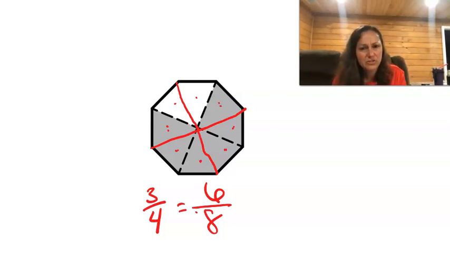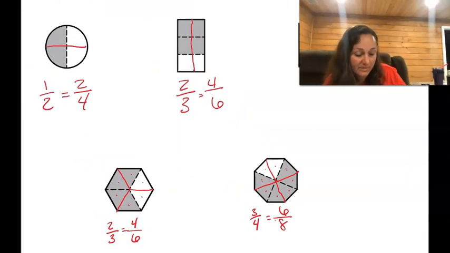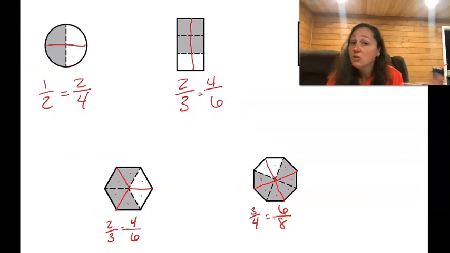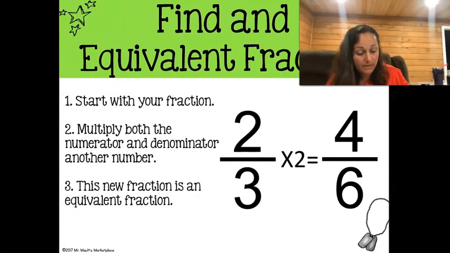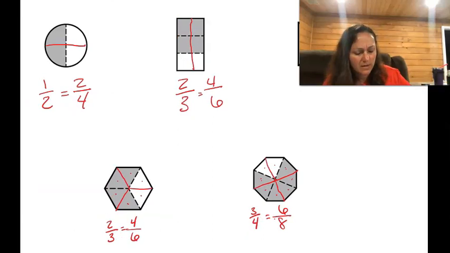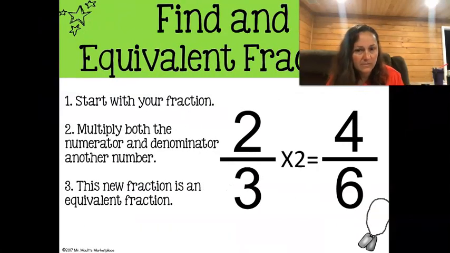Now, that's pretty easy when I give you a picture. What if I don't give you a picture? What if I don't give you a nice drawing? You can draw your own, or you can multiply by a number. If I look at these, this right here says multiply by 2. Well, wait a second. You're not really multiplying by 2. You're actually multiplying by 2 over 2.